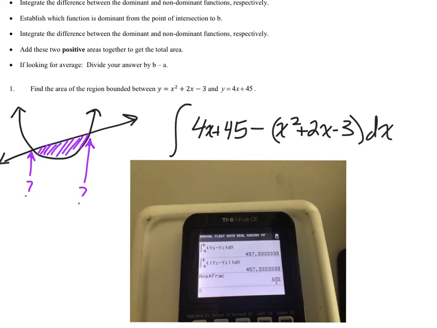And so what I'm going to do is just mark this up a little bit. -6 to 8, that's what this was, -6, and this was 8.